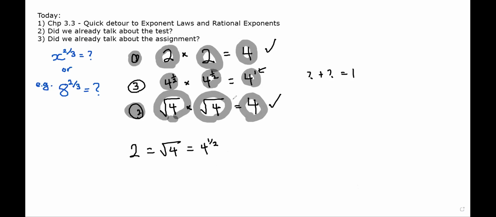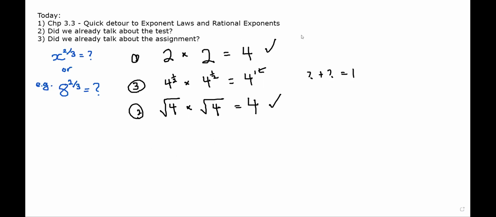Everyone, just take a look at what I wrote and let that sink in. A square root, sorry, 2 is the same as the square root of 4, and that, by argument, is also equal to 1 over 2 as an exponent.